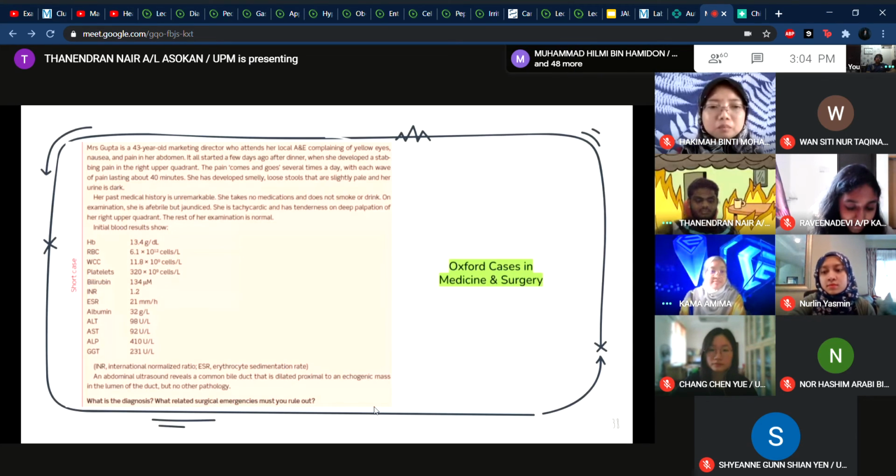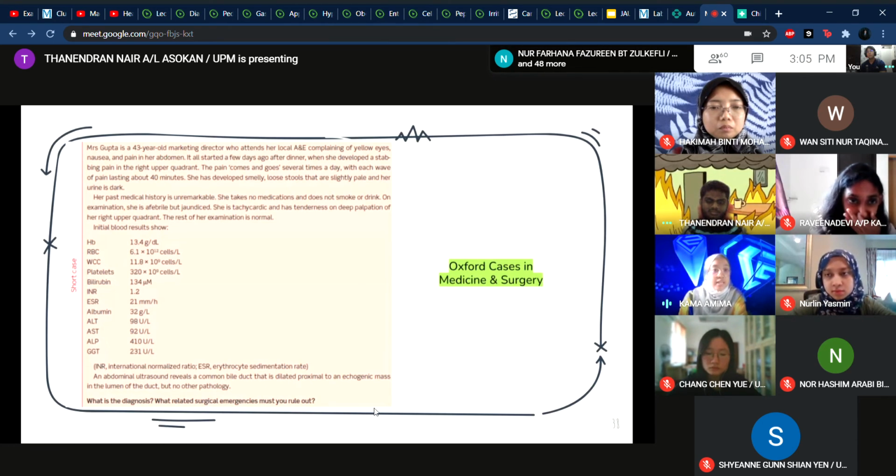So this is an example of a short case that we obtained from Oxford Cases in Medicine and Surgery. Here we have Mrs. Gupta, a 43-year-old marketing director who attends her local A&E complaining of yellow eyes, nausea and pain in her abdomen. It all started a few days ago after dinner when she developed a stabbing pain in the right upper quadrant. The pain comes and goes several times a day, with each wave lasting about 40 minutes. She has developed smelly, loose stools that are slightly pale, and her urine is dark.